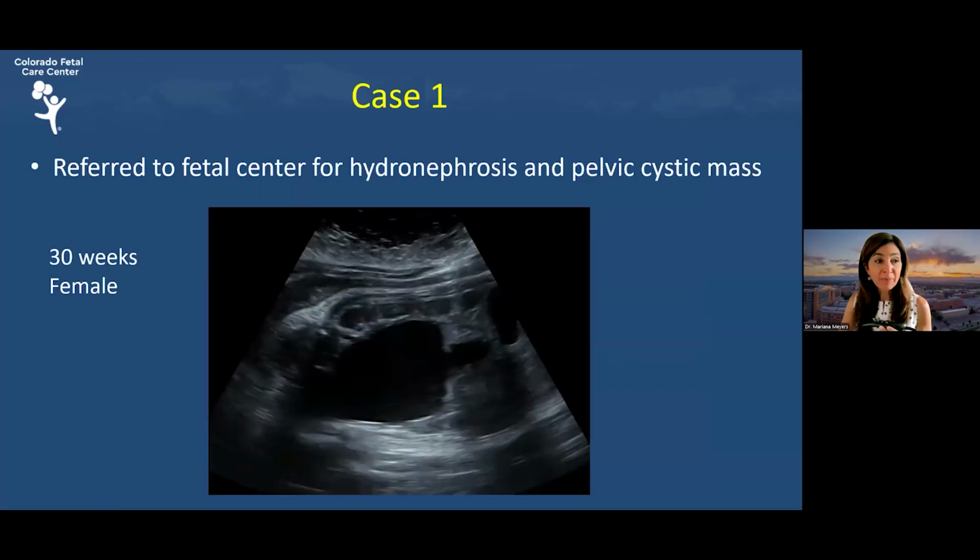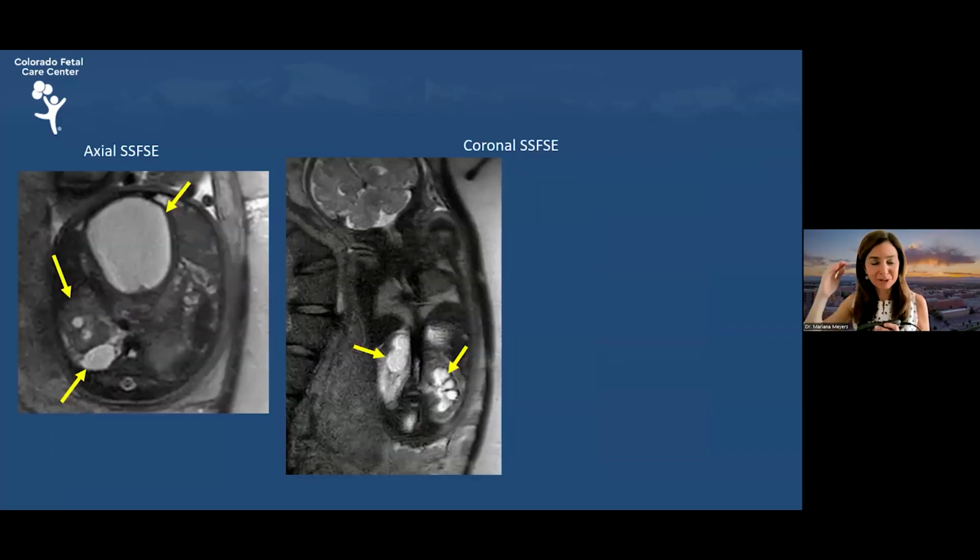Okay, let me show you a couple of cases. So we're going to start with case 1, which is a 30-week female fetus referred to us for hydronephrosis and a pelvic cystic mass. And every time you get a referral for a pelvic cystic mass, in your head you need to think, if it is female, most likely it is the uterus. So let's keep an eye on that. And if it's male, then you need to go down through your differential.